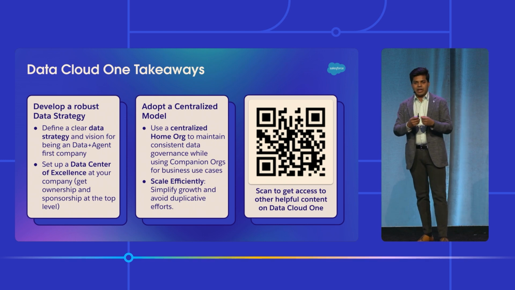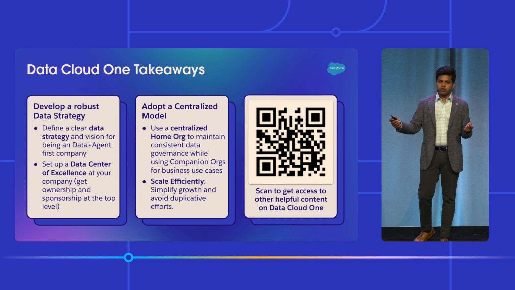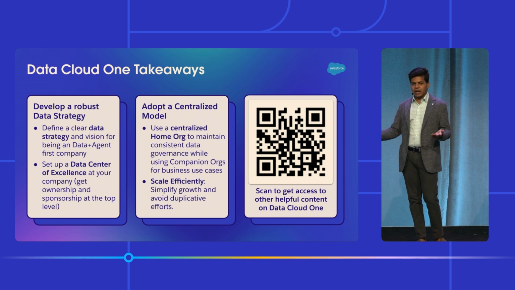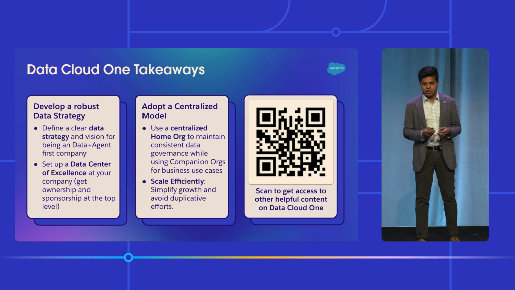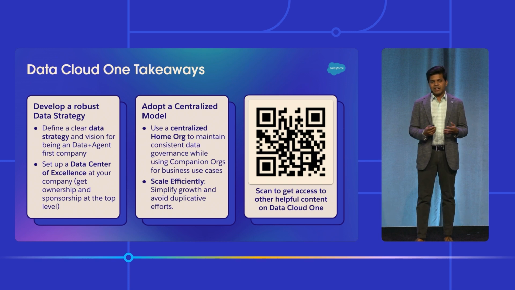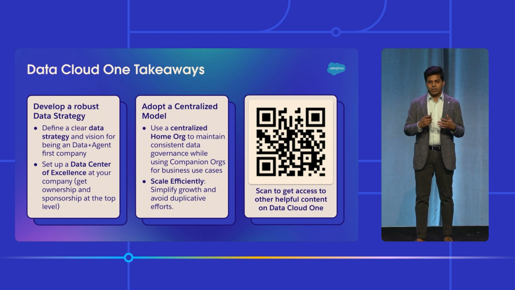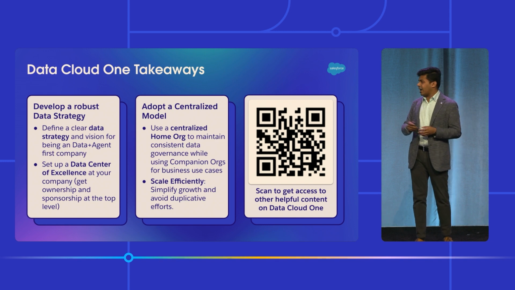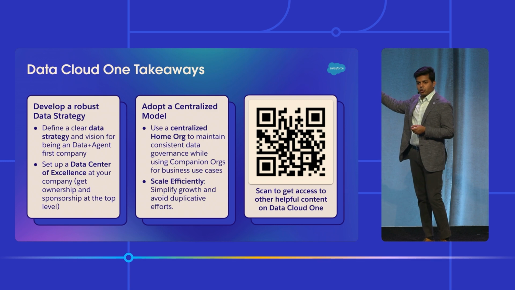One way is that you create multiple data clouds in each of your orgs, or the other way is that you adopt this strategy upfront and make sure that nobody ends up creating multiple data silos within your organization. So form a data center of excellence. Make sure that there is alignment across the company as well as with leadership in order to adopt this.